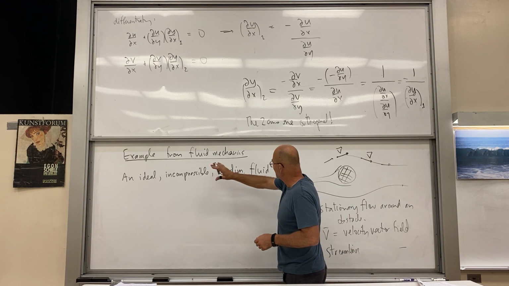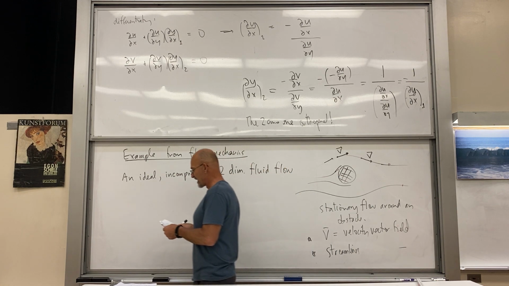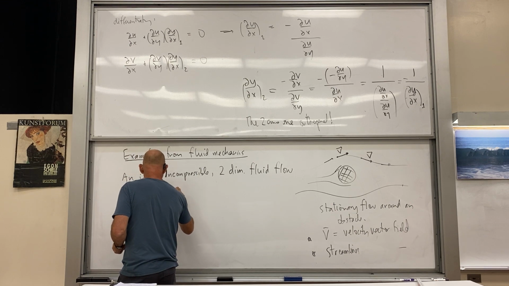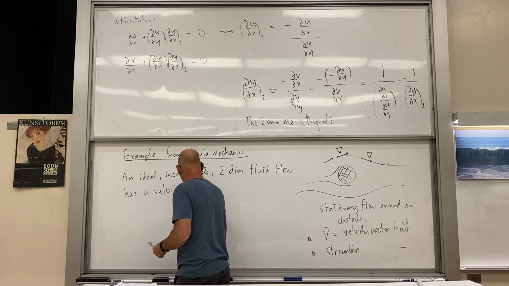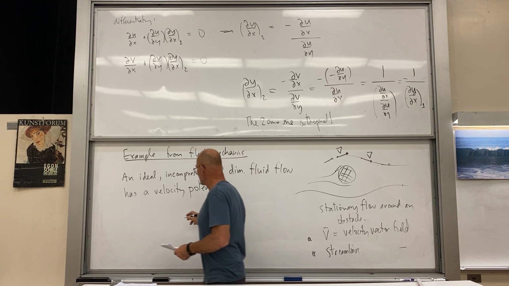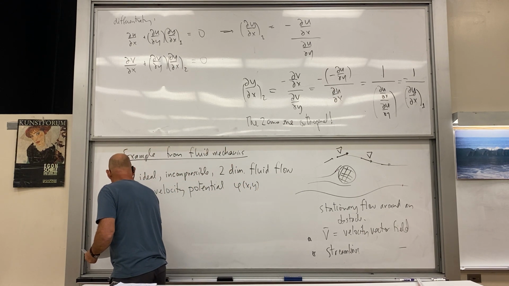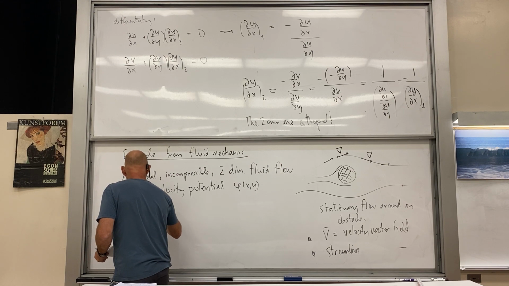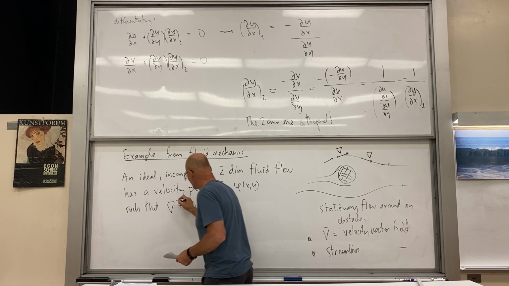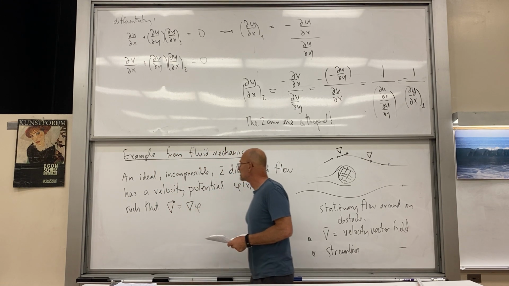So now we're talking about an ideal incompressible two-dimensional fluid flow, and we can state some facts about it. It has what's called a velocity potential phi of x and y such that v is equal to the gradient of phi. So the field is the gradient of this so-called velocity potential.